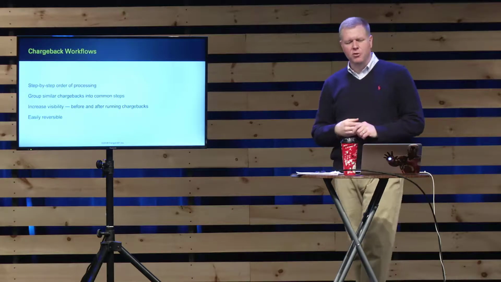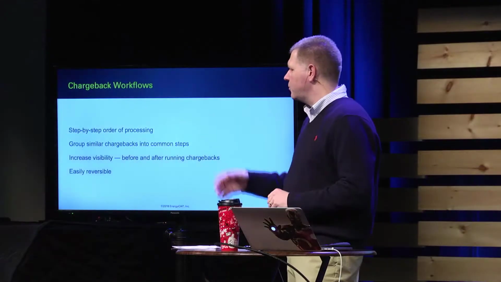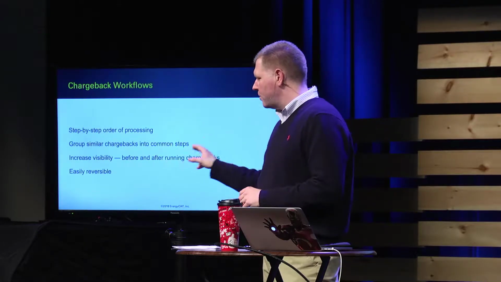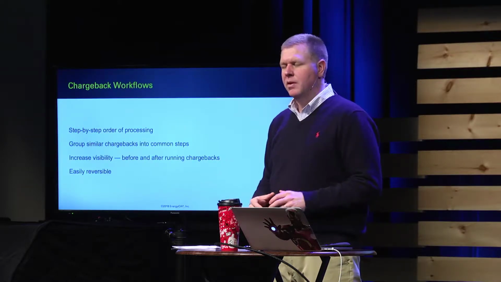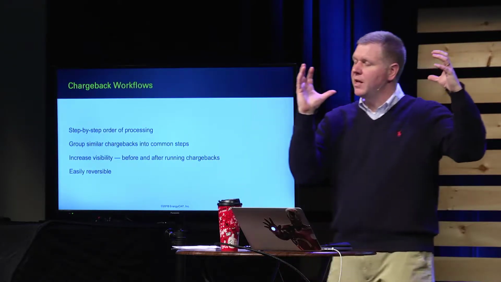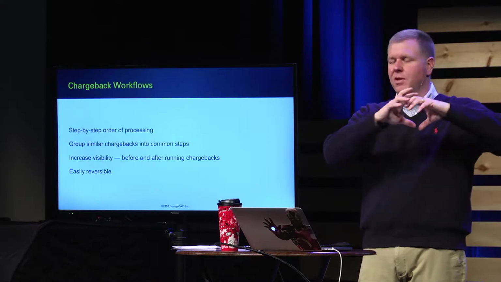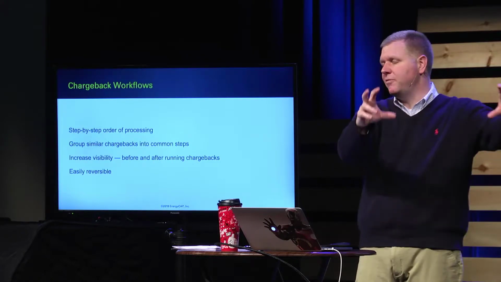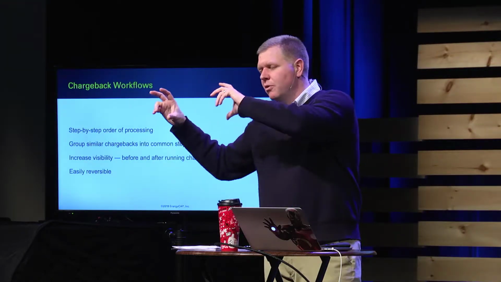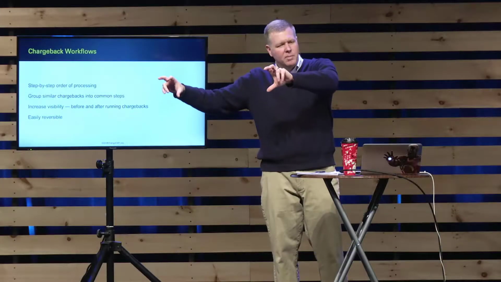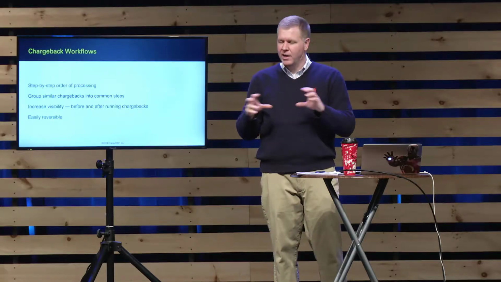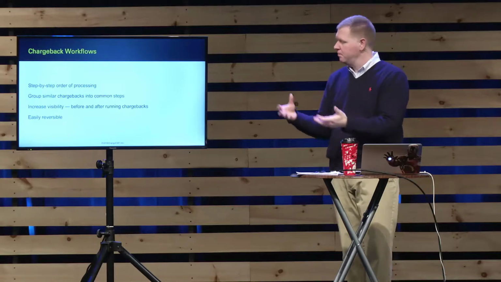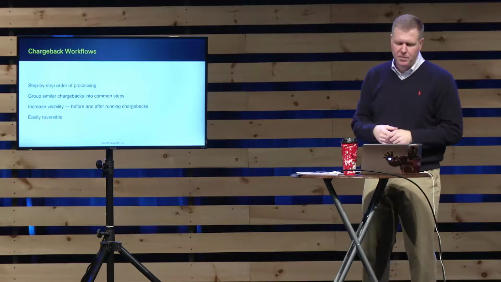So the four main features of chargeback workflows. I mentioned a step-by-step order of processing. You can group similar chargebacks together into a step. You could group 50 electric meters together and process them all at the same time. You could also process 50 electric submeters and 3,000 water meters at the same time. That's fine. If they're all associated and they have the same logical reason to be calculated at the same time, they can all be part of a single step.